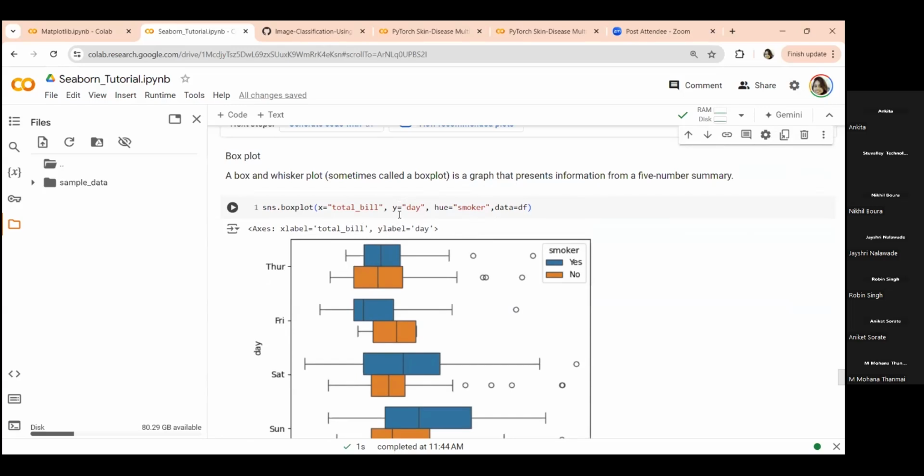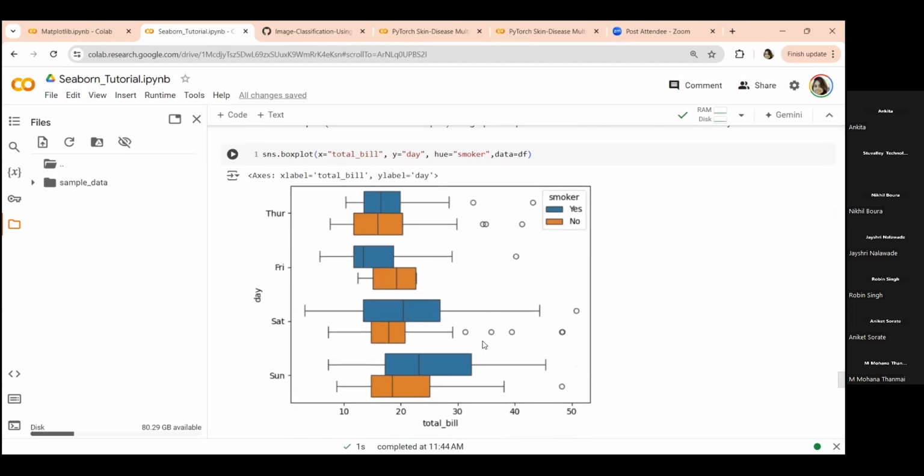Day means which day the maximum total bill will be paid. We are comparing between these two features, but we are using another parameter here, that one is the smoker. This blue color represents the smoker, and the orange color represents the non-smoker. So here we are representing a graph.